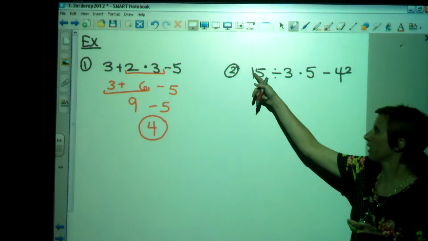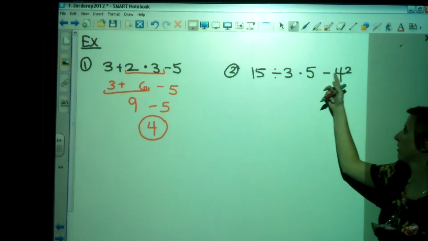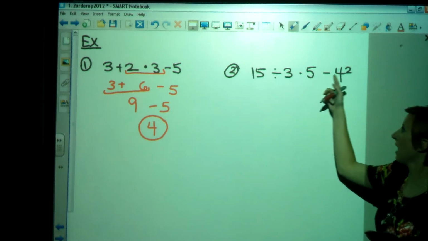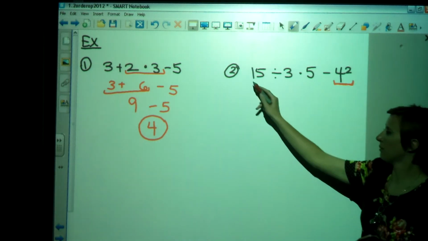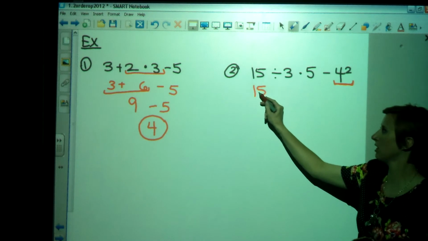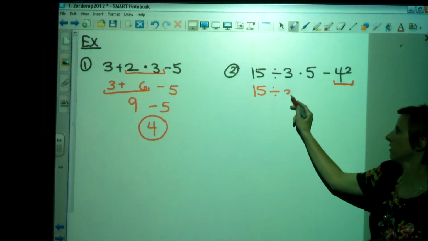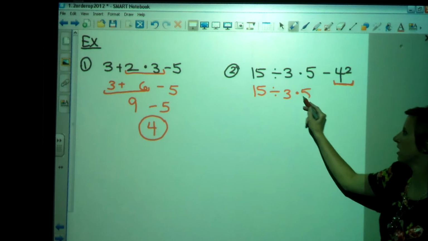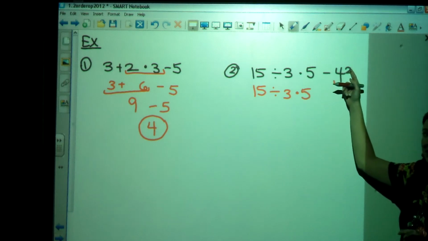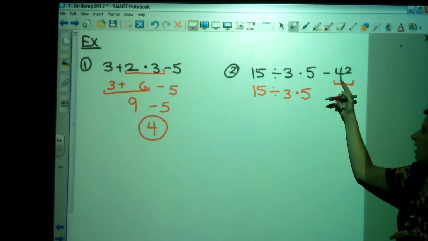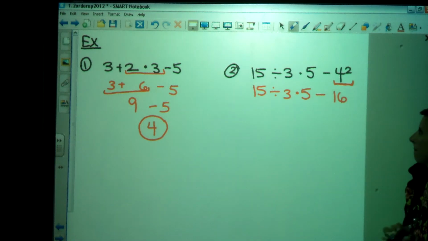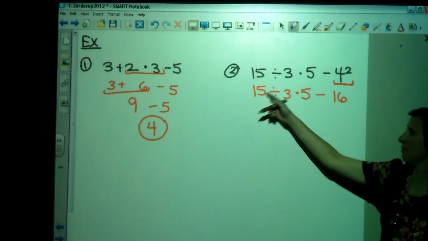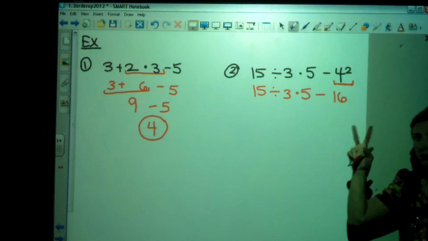So we look up here and we look for our exponents or our powers, and we have one. We have 4 squared, or 4 to the 2nd power. So I'm going to drop down the rest of this that I'm not going to use. 15 divided by 3 times 5. And I know that 4 squared is actually 4 times 4. And 4 times 4 is 16. So now I move on to my next step. I use my exponents. So step 2, check.